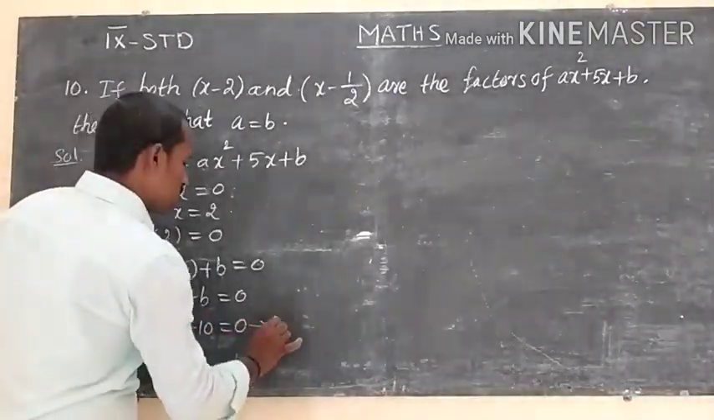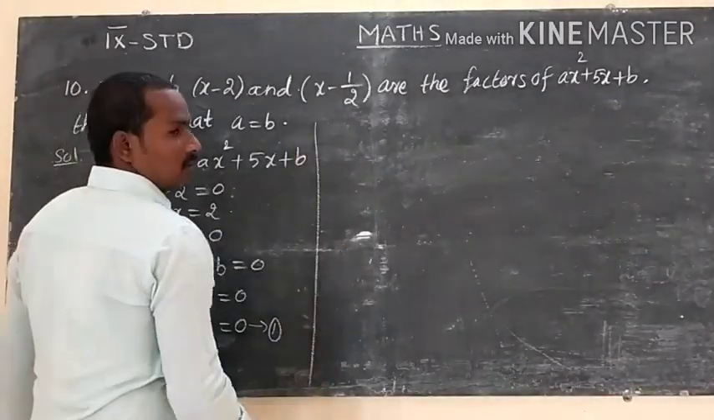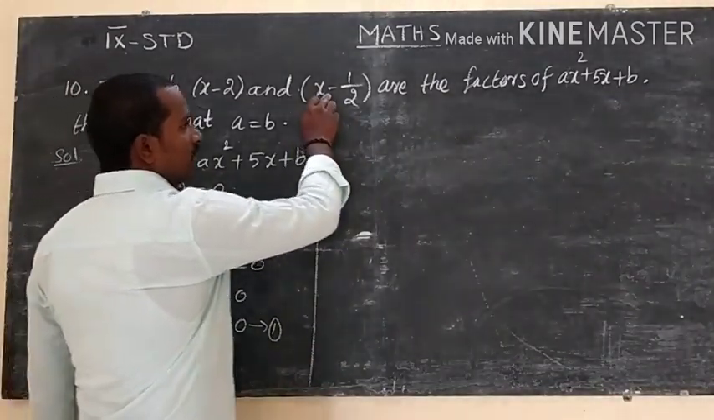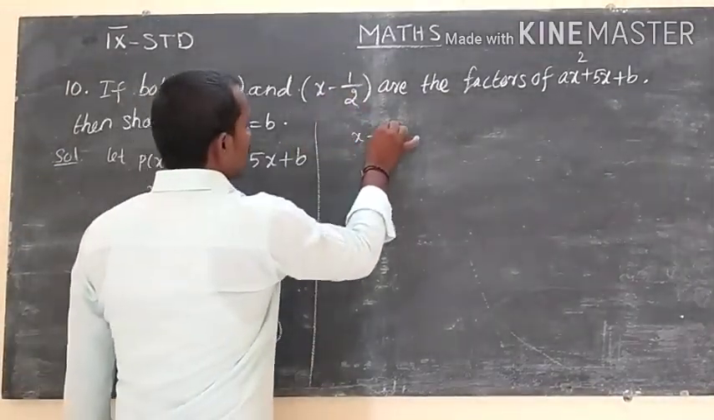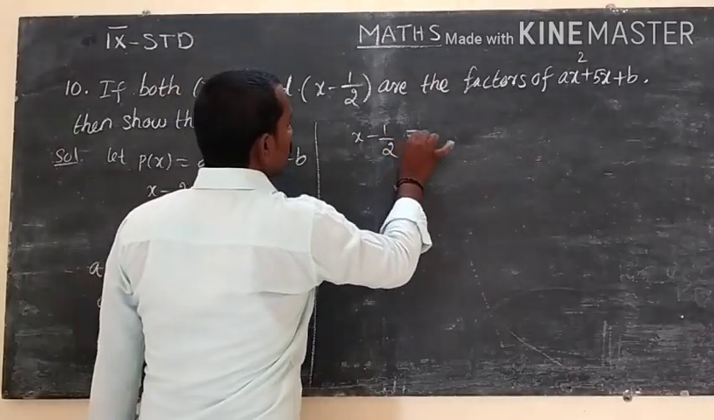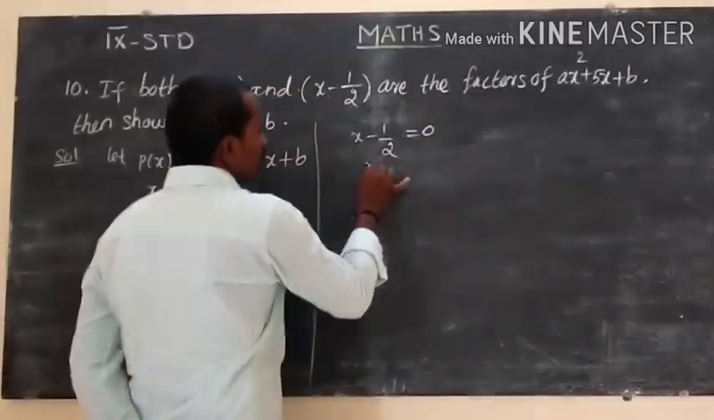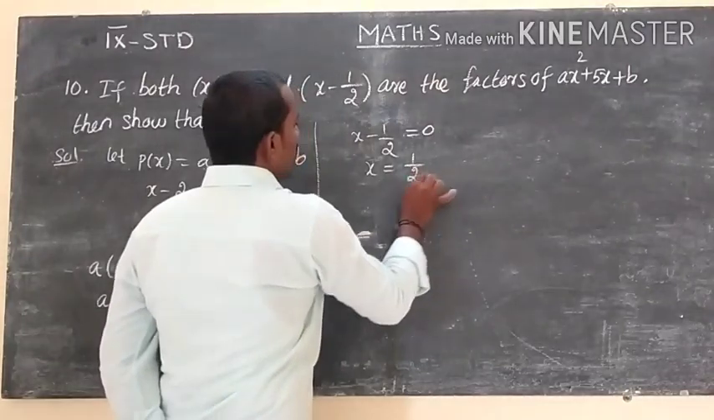This is number 1. Then consider the next factor. This is x minus 1 by 2, so this is equal to 0. So x is equal to 1 by 2.